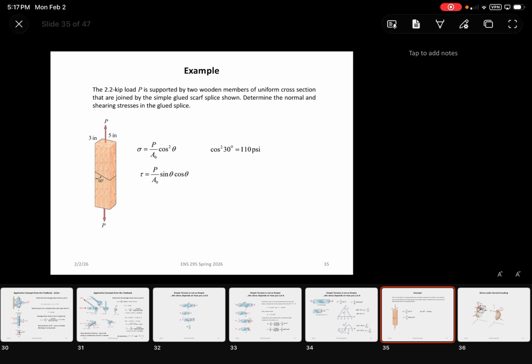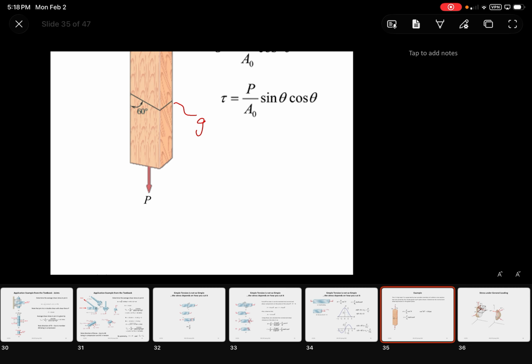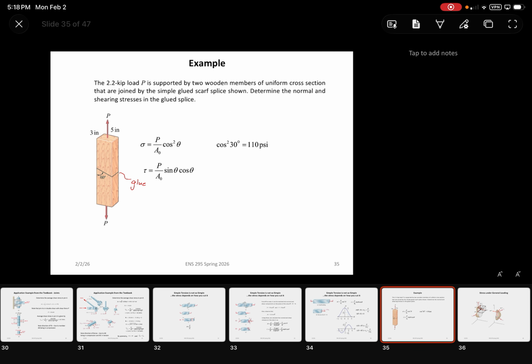So I'll just give you guys a good example. We have just a wooden block. It's subjected to a 2.2 kip force. It's supported by 2 wooden members of uniform cross-section. They're joined by glue. This is similar to when I was saying 2 members connected by a weld. So 2 wooden members end spliced at the indicated location in the green. So this area here is that glued location. And then we need to basically determine the normal and shearing stresses in the glue.